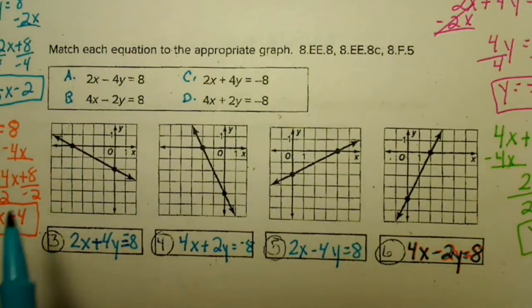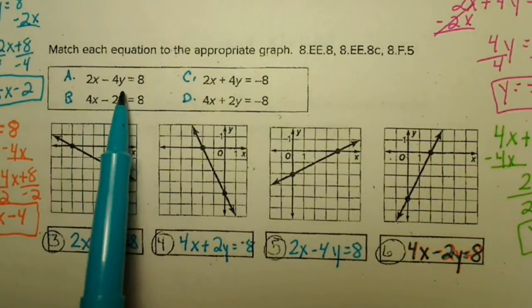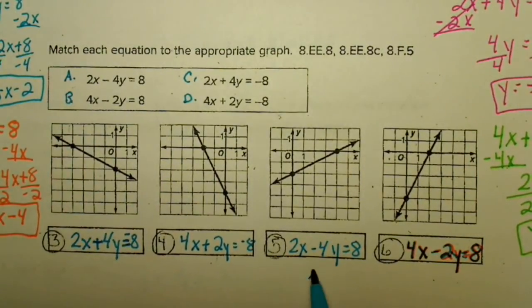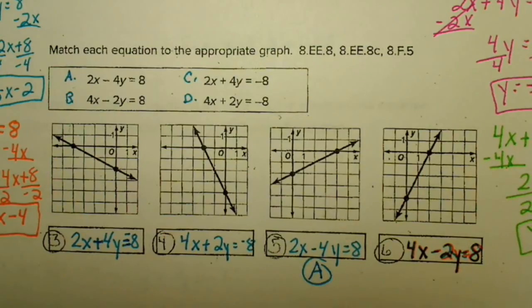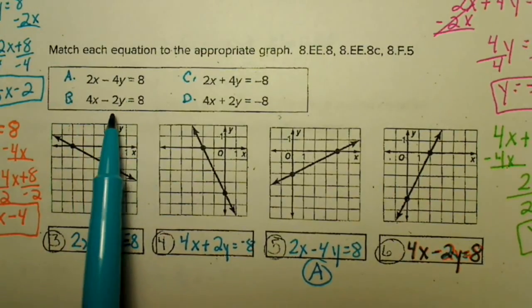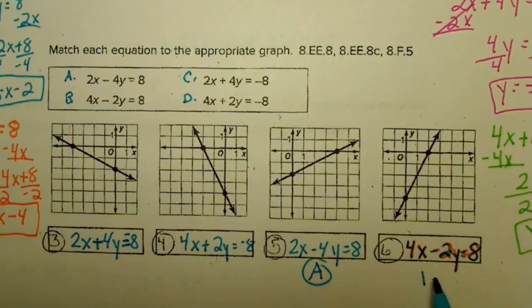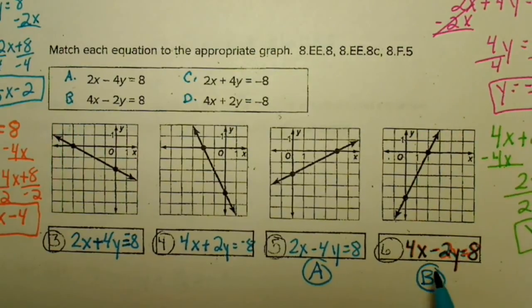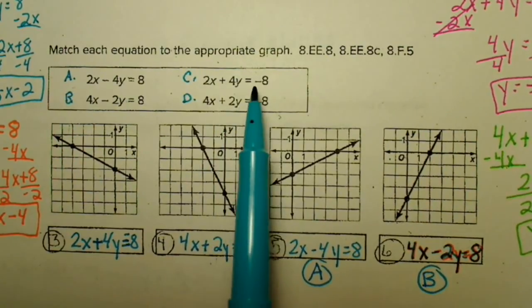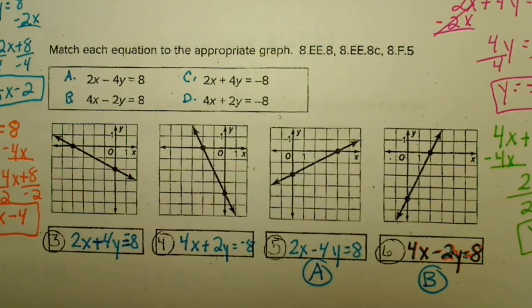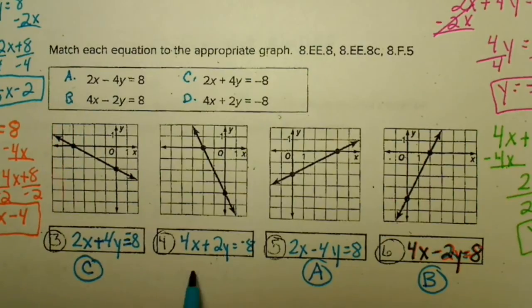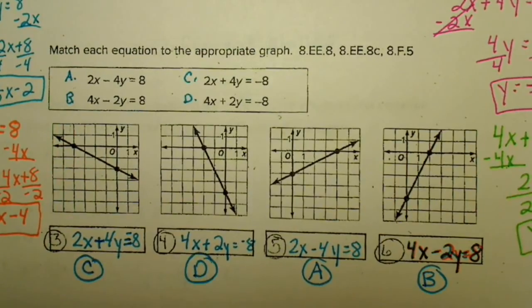So basically, A, this equation is here. B, the 4x minus 2y is here. 2x plus 4y equals -8 is here. And then this one was the last one, D.